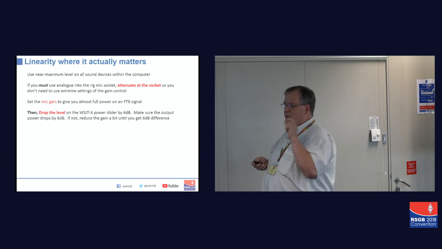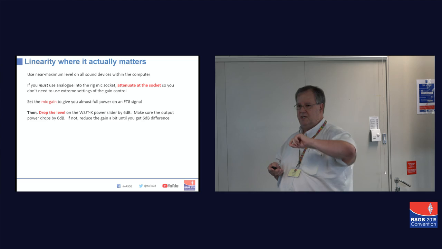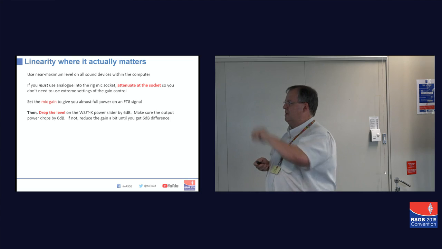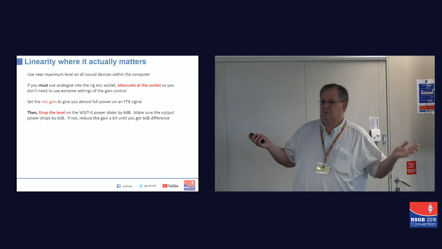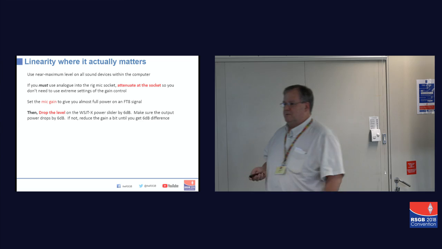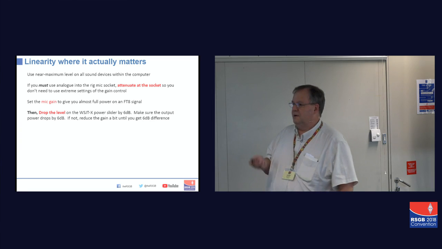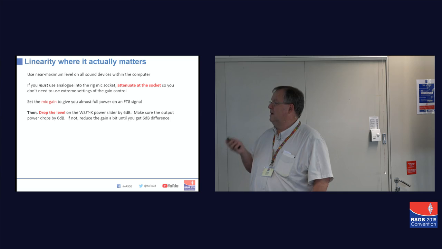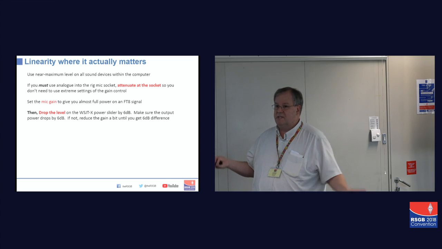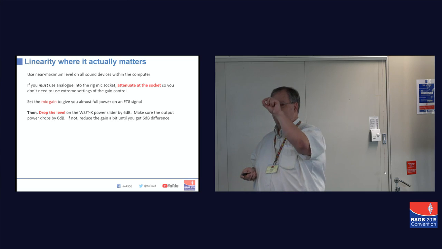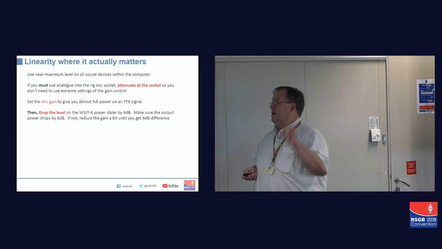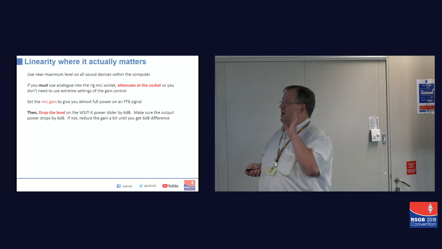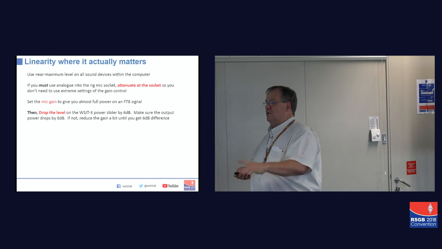And then, with the slider on WSJTX, which is the little power adjuster, drop that by 6 dB. Now, of course, what should happen is that your power drops by 6 dB. If it doesn't, you're using too much power. So wind it back until you've got the thing linear. It's a pretty nice, easy test. You don't need any test gear to do it. Just literally go onto the slider, slide it down by 6 dB, measure your output power, and you need to be certain that you're not actually in compression.